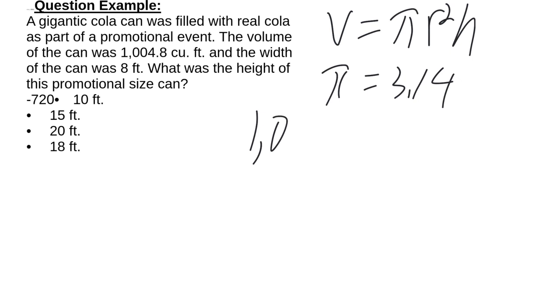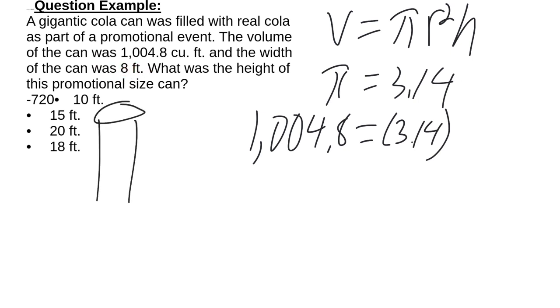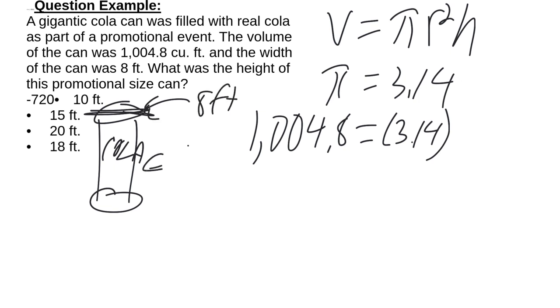So for volume, that'll be 1,004.8, and pi 3.14 times the radius. Now, the width of this can is 8 feet. So just imagine this promotional cola can here, and the width across is 8 feet. And we are looking for the height.